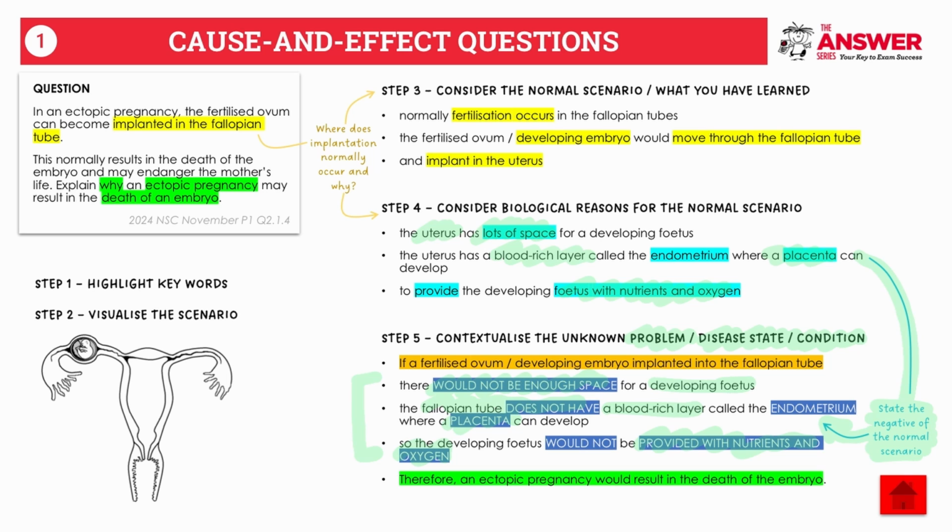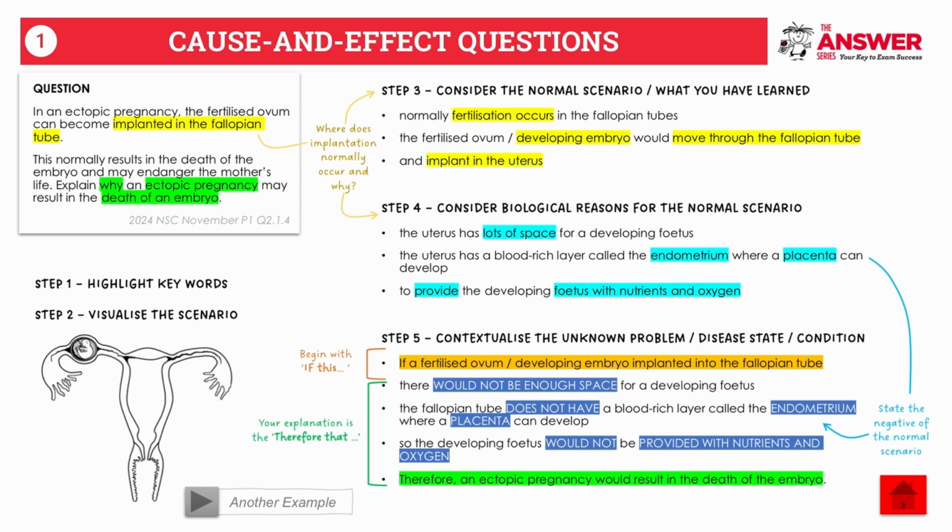And then finally, this section which says explain why an ectopic pregnancy may result in the death of an embryo, you'd make that your final sentence to tell the marker, therefore, everything that I've said will mean that an ectopic pregnancy would result in the death of an embryo. So you can see that your structure of your answer is if this, therefore that.